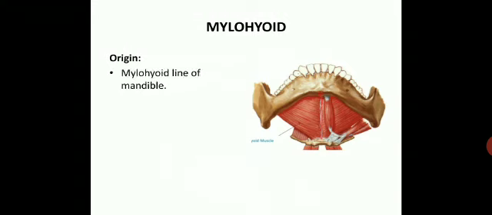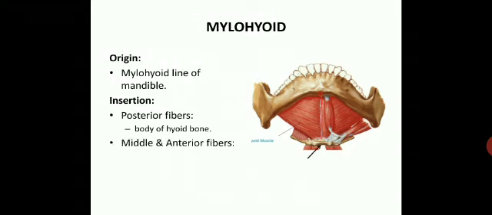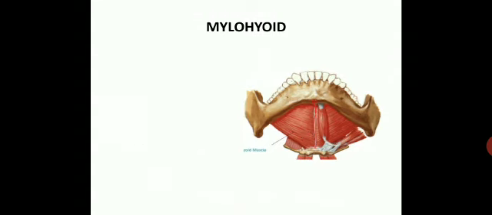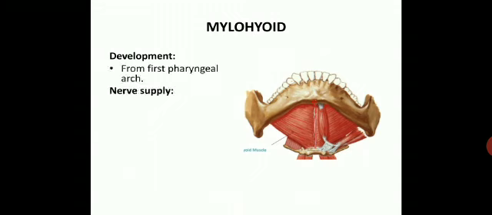Origin from the mylohyoid line of the mandible, and insertion, the posterior fibers are inserted into the body of the hyoid bone. The middle and the anterior fibers are attached to the median raphe that is present in between the mandible and the hyoid bone. Development, it is developed from the first pharyngeal arch. Nerve supply is by the nerve to mylohyoid.